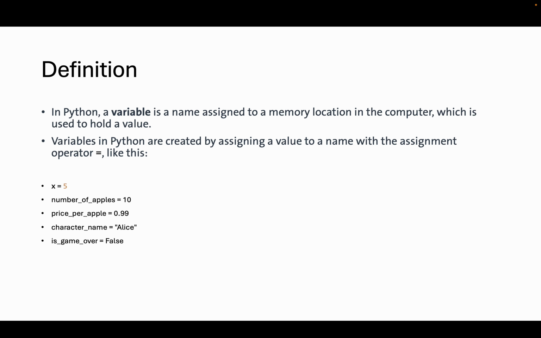We have also string variables, which are like a combination of characters, like Alice, which we assign to the variable character_name. And there is also a variable which can hold Boolean values like True or False. In Python, be careful, True or False always start with an uppercase.